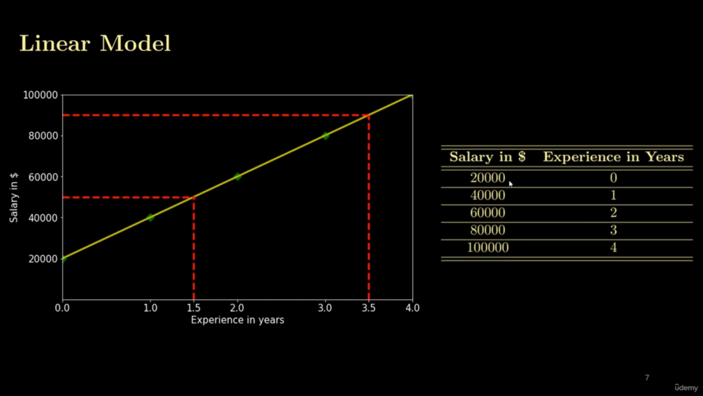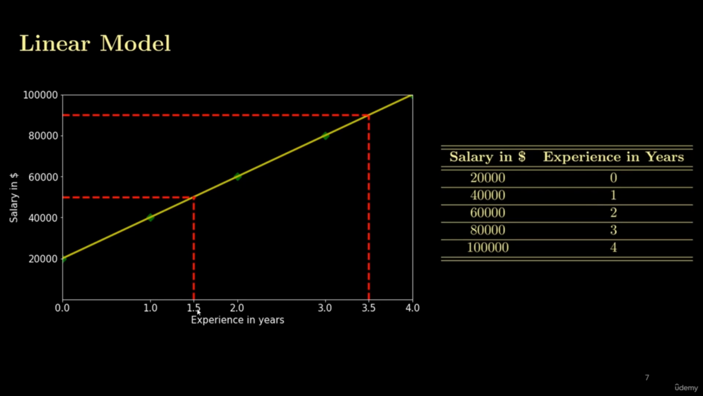Now, what is the proof that it has learned something? It has learned, and now it is going to benefit us. Suppose a candidate comes to us whose experience is only 1.5 years. Now, this value 1.5 is not present originally in our data set. But since we have trained a model on this data set, this model, which is a straight line and also known as a linear model, will help us to find the salary of a person whose experience is 1.5, and this value is not present originally in the data set.